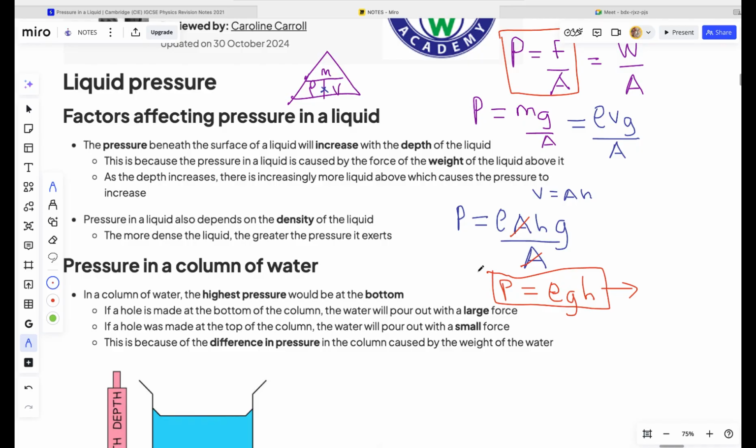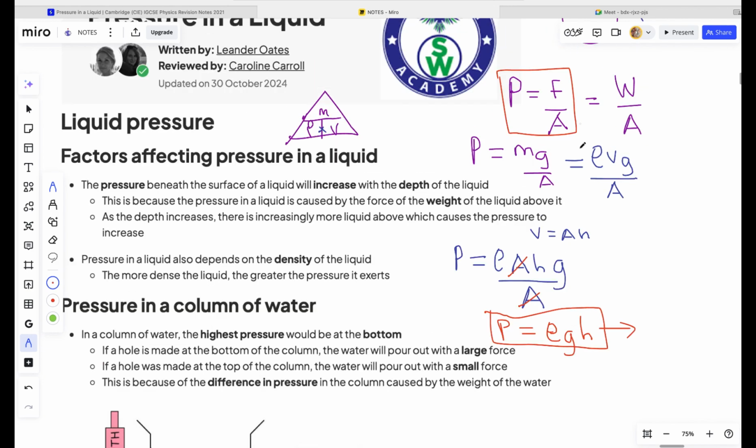Now you've derived that the pressure in a liquid is inherently dependent on three big factors. One is the density of the liquid. This symbol that looks like E is not E. It's called rho, a Greek letter, and it means density. When we say rho g h, we mean density times gravity times height.